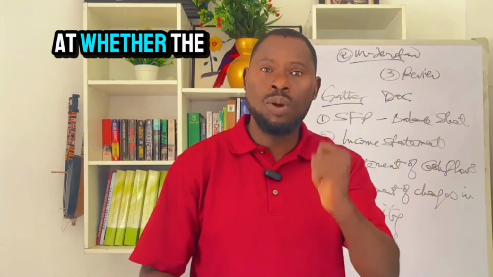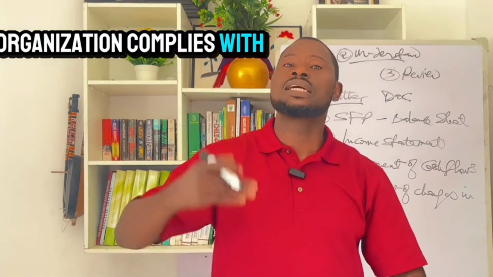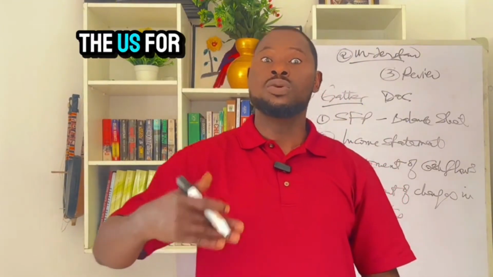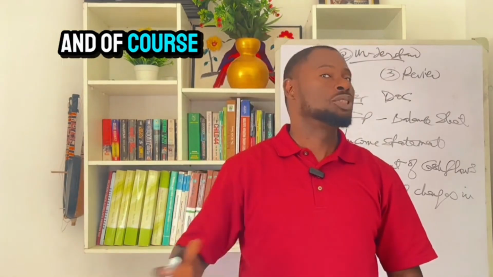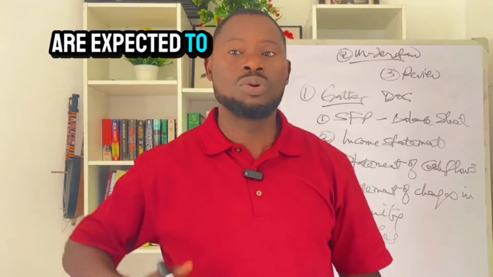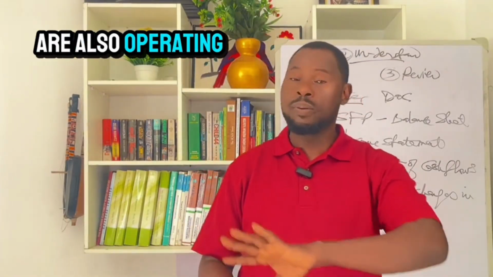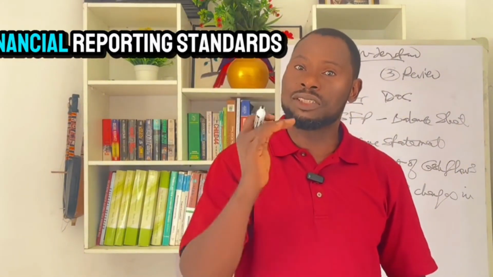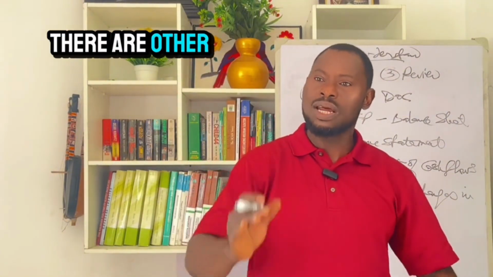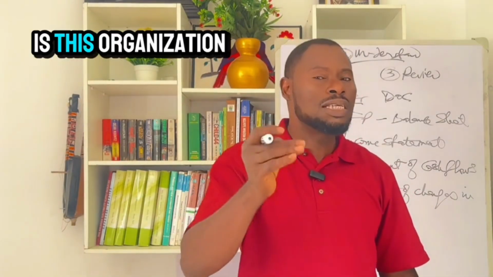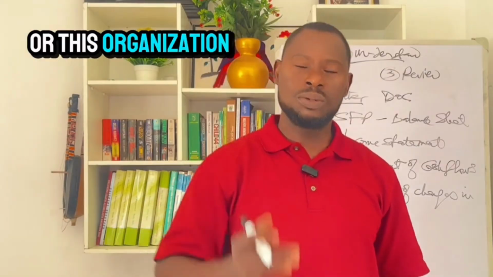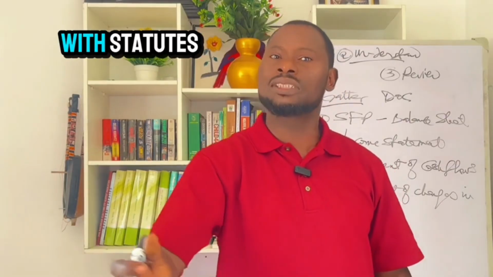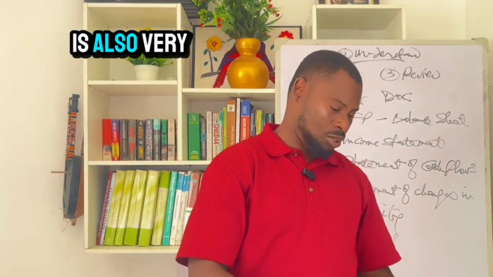Compliance, here, you're looking at whether the organization complies with GAAP, generally accepted accounting principles. That is, if you're operating in the US, for instance, that is what you apply. And of course, generally, accountants also are expected to follow them. Then, if you are operating in a country like Nigeria and in most countries of the world, you have to apply the International Financial Reporting Standards. And of course, there are other regulations. So you have to ask yourself, is this organization that I want to invest in, or have invested in, complying with standards? Are they complying with statutory obligations? That is also very important.